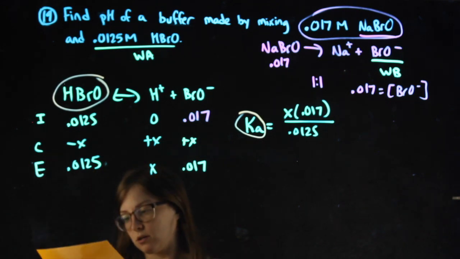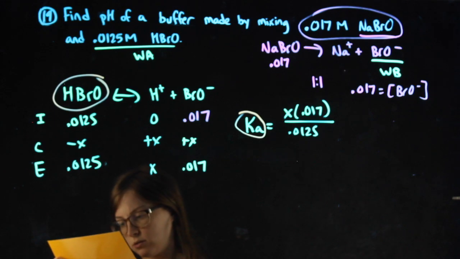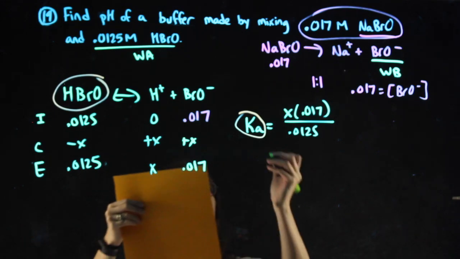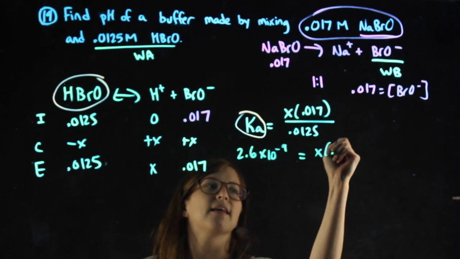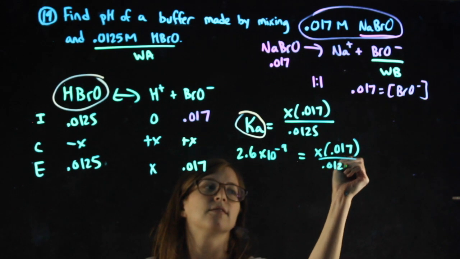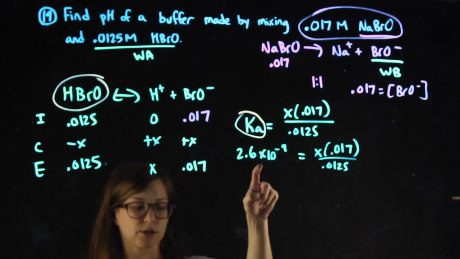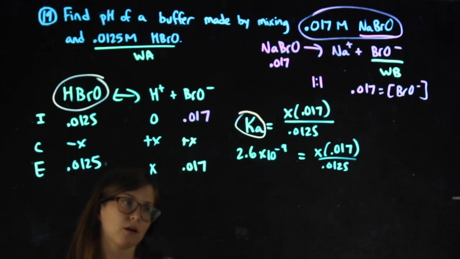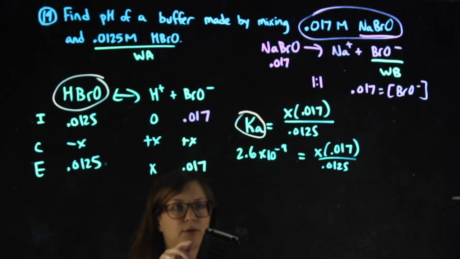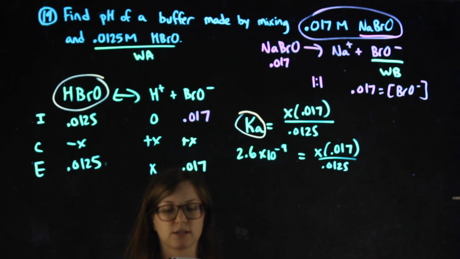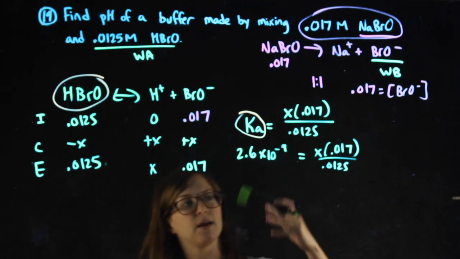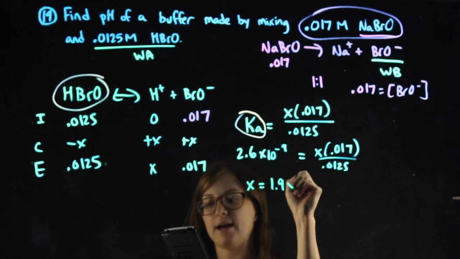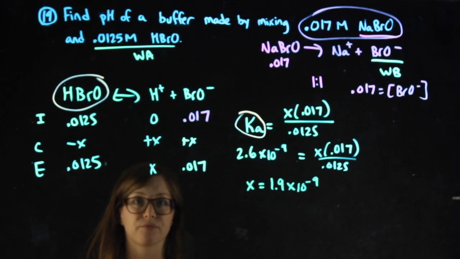Going on to my chart, HBrO, fourth one from the top, has a value of 2.6 times 10 to the negative 9th, and I can then solve this for X. If solving this for X is difficult for you, put this over 1 and cross multiply. Ultimately, what you type in your calculator after you do the cross multiplying, solving for X, is 2.6 times 10 to the negative 9th times 0.0125, then divide by 0.017, and end up with an X value of 1.9 times 10 to the negative 9th.